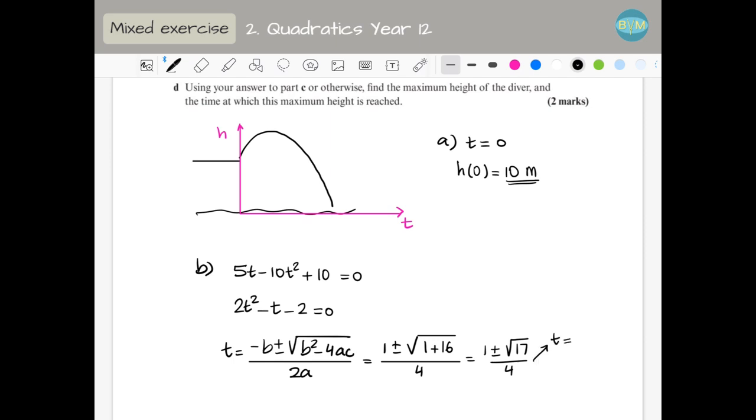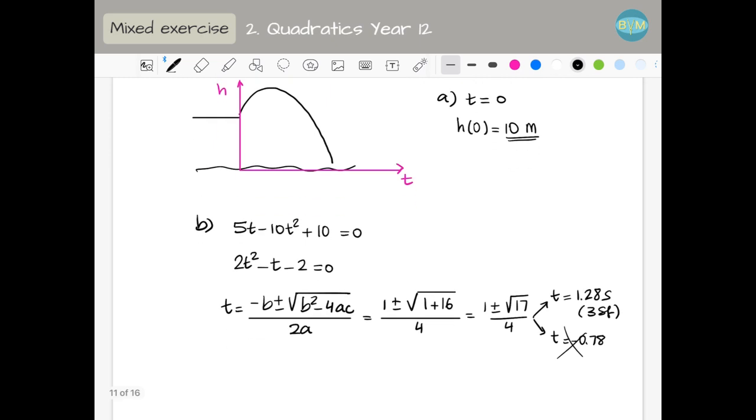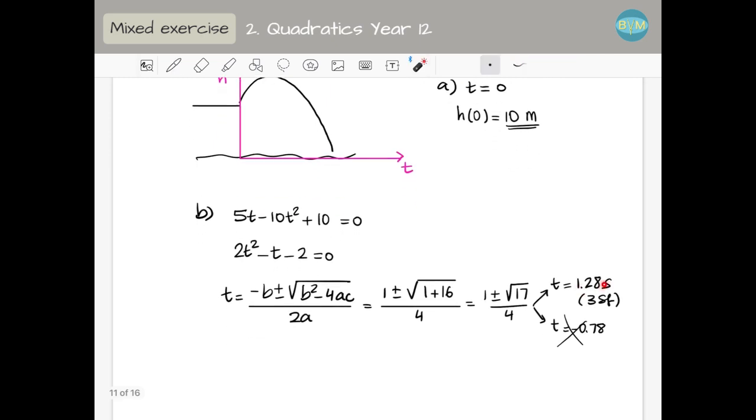One t is going to be with the plus, and this is 1.28 seconds to 3 significant figures. And the other one, as we expected, is going to be negative. So t with minus root 17 is minus 0.78. And we cannot use this one because the time cannot be negative. So when t is 1.28 seconds, the diver reaches the pool surface, the water.